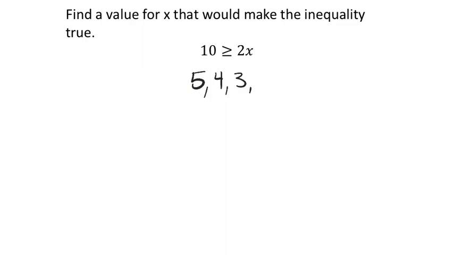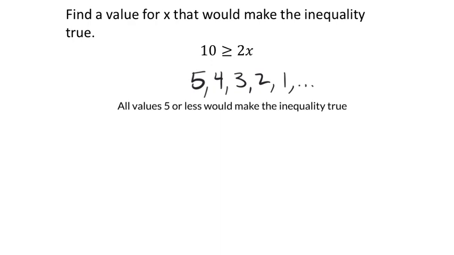5, 4, 3, 2, 1, and then I'm just going to put 3 dots, because this pattern would continue all the way down to negative infinity. But again, this is a great point because all the values 5 or less would make this true.